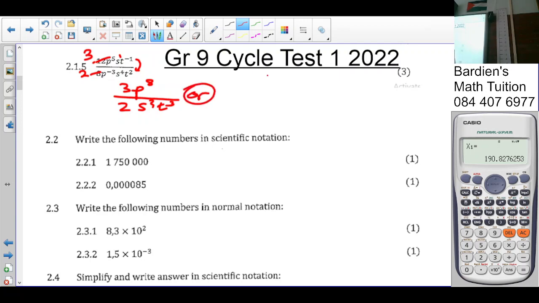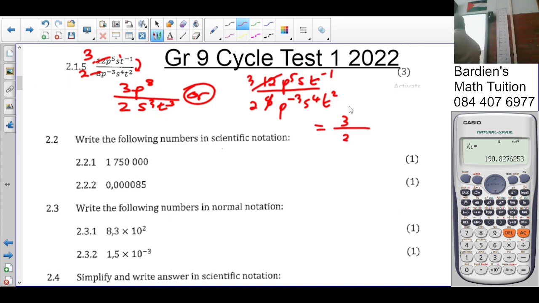Otherwise, what I could have done was, again, just write it down again. You have 12 over 8, P^5 T^-1 over P^-3 is 4T squared. Again, 4 goes into here 3 times, 4 goes into here twice, so it's 3 over 2. Or we can just take everything to the top. So it's P, which becomes 5 plus 3, becomes 8. For S, there's a 1 there, so it's 1 minus 4, which is negative 3. T: negative 1 minus 2 is negative 3.